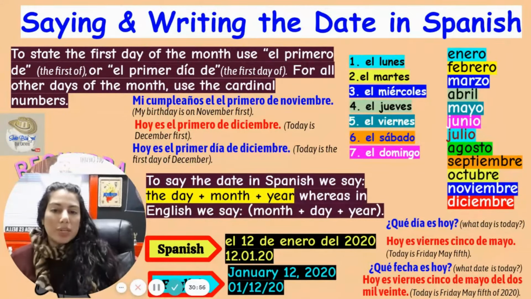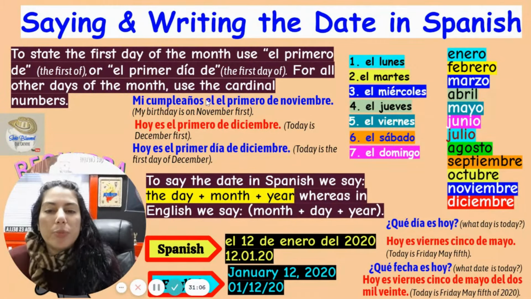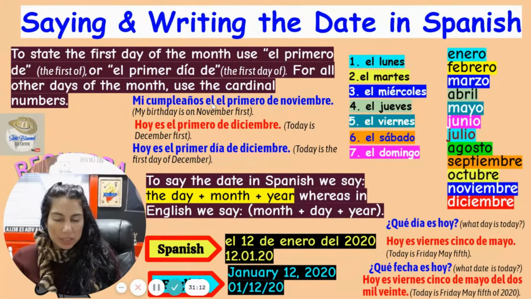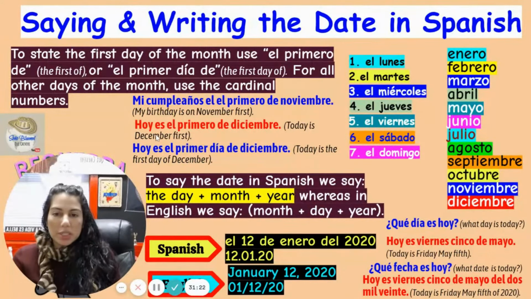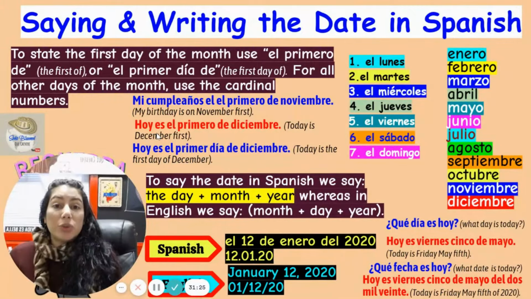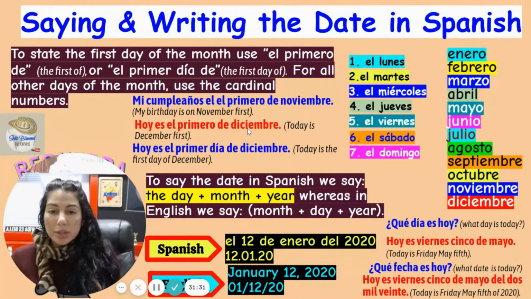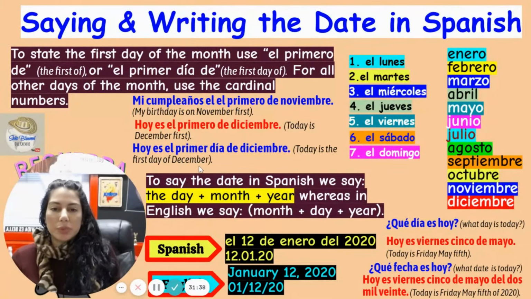You're going to say, for example, if your birthday is on November 1st, you would say, mi cumpleaños es, and I forgot es here, but mi cumpleaños es el primero de noviembre. Okay, so this L should be an S. It's just a little typo here. So mi cumpleaños es el primero de noviembre. So my birthday is on November 1st. Or if I ask you qué día es hoy, what day is today, and today is actually the 1st, then you would say hoy es el primero de diciembre. Or you can say hoy es el primer día de diciembre. Okay? So we use primer just like in English, you'd say the first.